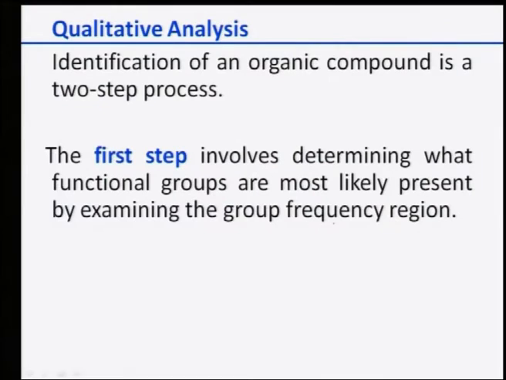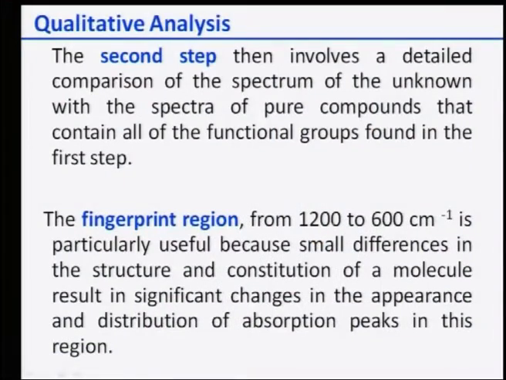Identification of an organic compound is basically a two-step process in FTIR. The first step involves determining the functional groups present by examining the group frequency region. In an organic compound there are different possible functional groups, like an alcohol group, ketone group, or aldehyde group, among many others. The second step involves a detailed comparison of the spectrum of the unknown sample you are examining with the spectra of pure compounds that contain all the functional groups found in the first step.